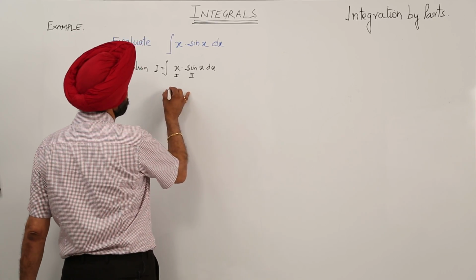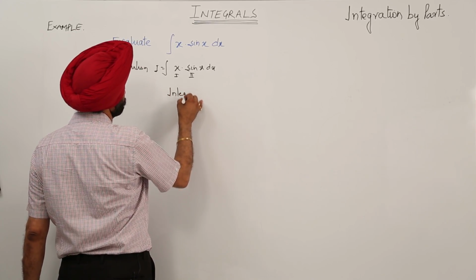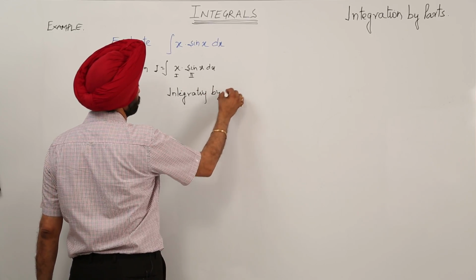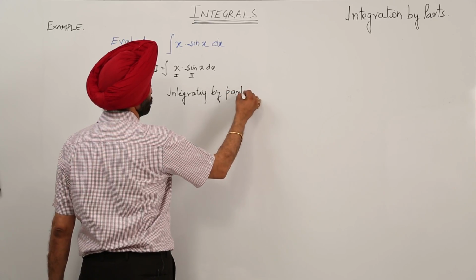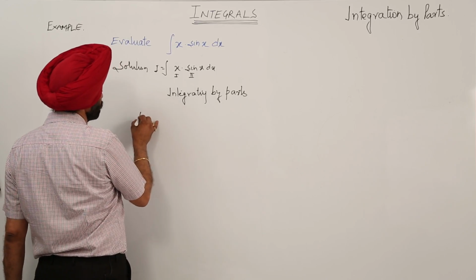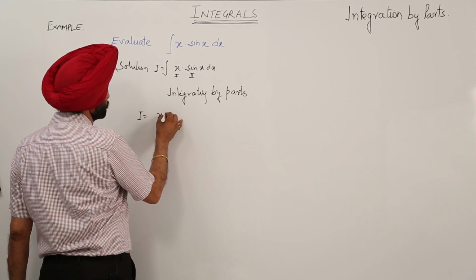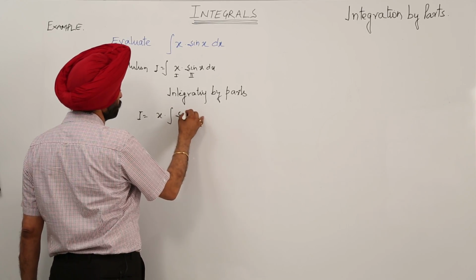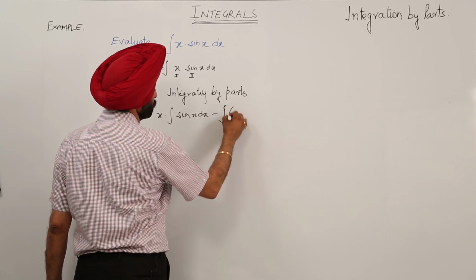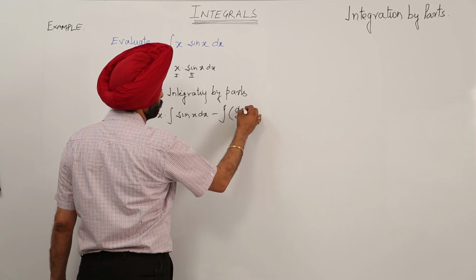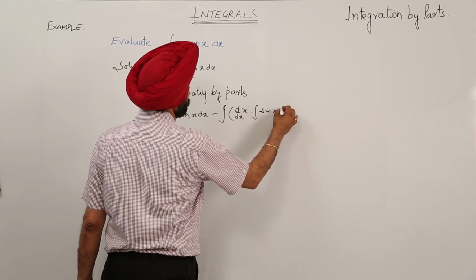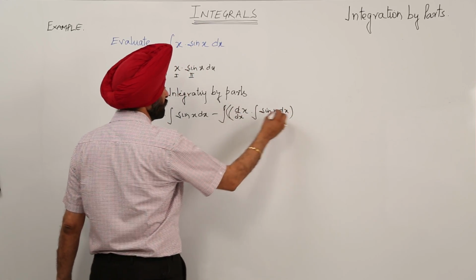Now integrating by parts, now what the formula was when we are integrating by parts? The formula was first function as it is, integration of second, minus integration of d by dx of the first, integration of second dx, again dx.